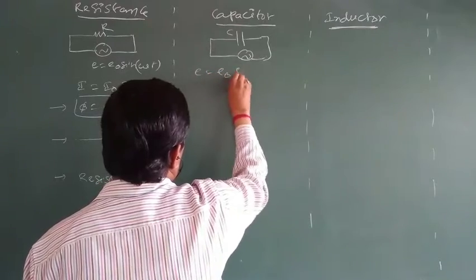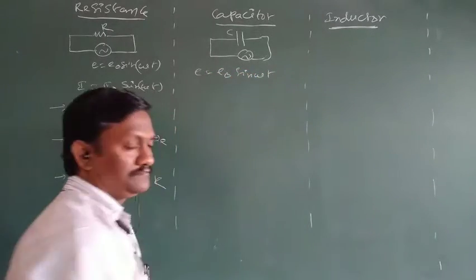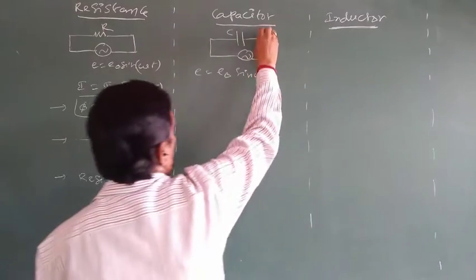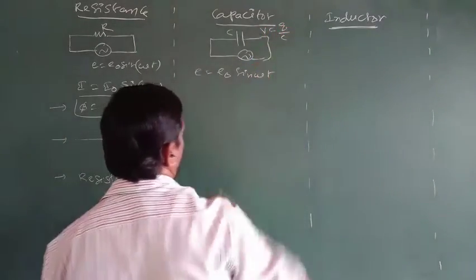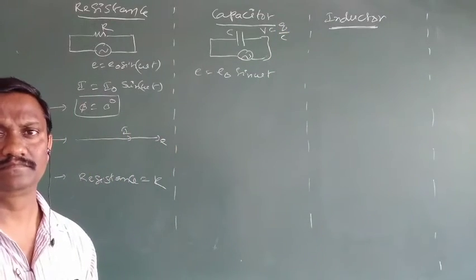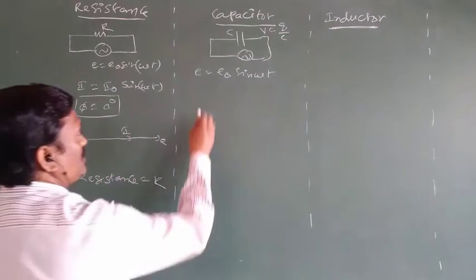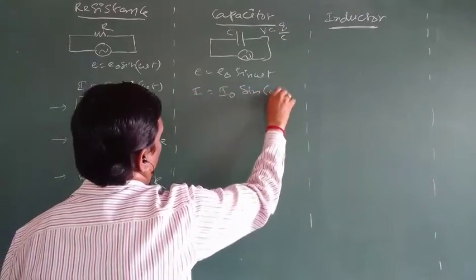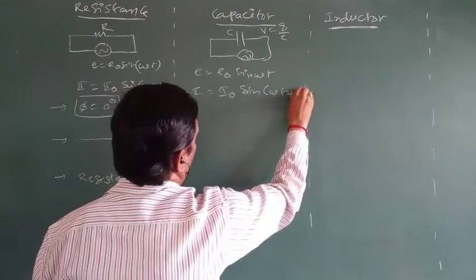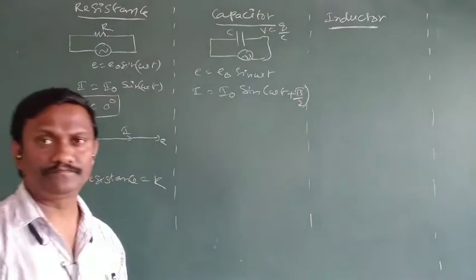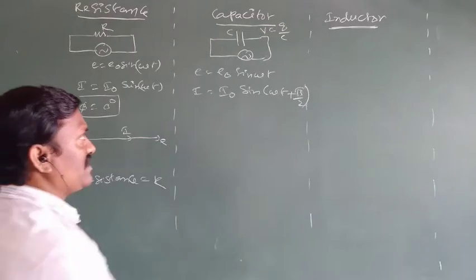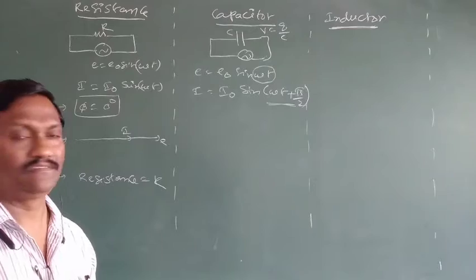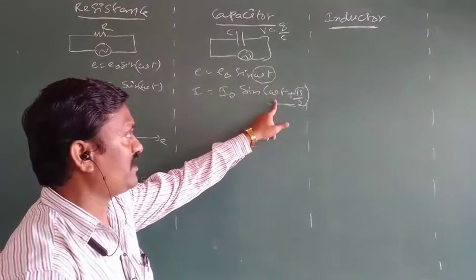The applied EMF is E0 sin omega t. In the case of a pure capacitor, across the plates of the capacitor some potential difference is developed, which is Q by C. After simplifying, in a pure capacitor the expression for current is I0 sin(omega t plus pi by 2). So in a pure capacitor, the phase of EMF is omega t and the phase of current is omega t plus pi by 2. Comparing with the phase of EMF, the phase of current is more by pi by 2.